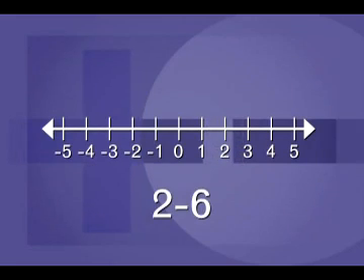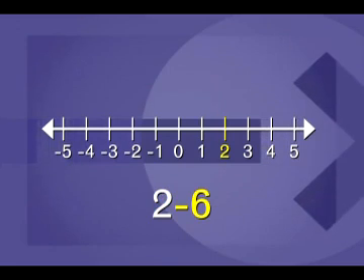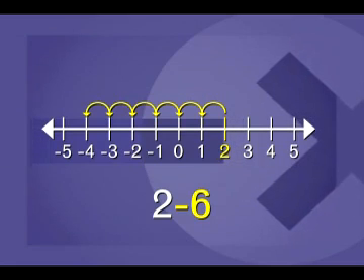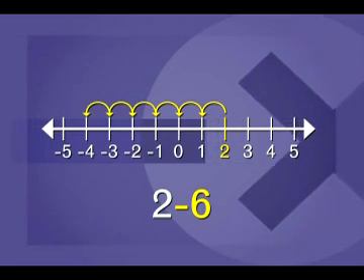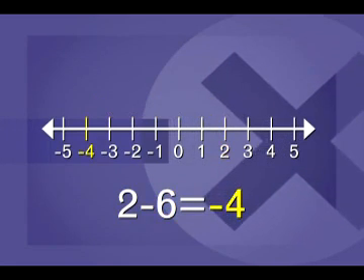Here is a subtraction problem. What is 2 minus 6? Well, 6 is a bigger number than 2 is, but we can still figure this out. We start on the first number of the problem, 2. This is a subtraction problem, so we move to the left. We need to subtract 6 from 2, so we take 6 jumps to the left. 1, 2, 3, 4, 5, 6. We end up on the negative side, on negative 4. We've shown that 2 minus 6 is negative 4.